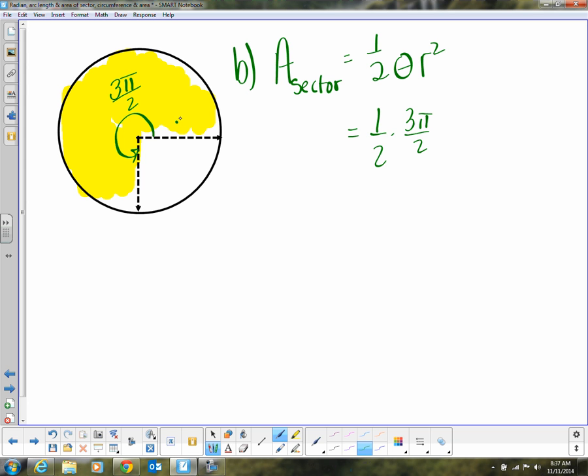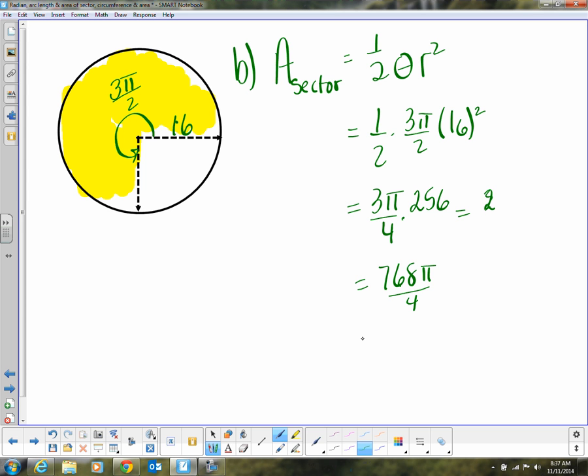16. Oh, you want to square 16? Okay, you get the calculator out then. So we've got 16. So what do I have to do to 16? Square it. So this is going to be 3 pi over 4 times 16 squared, which is 256. What's 256 times 3? Okay, so we've got 768 pi over 4. How many times does 4 divide 768? It goes evenly. So that's 192 pi. Okay, we're working with the theta they gave us.